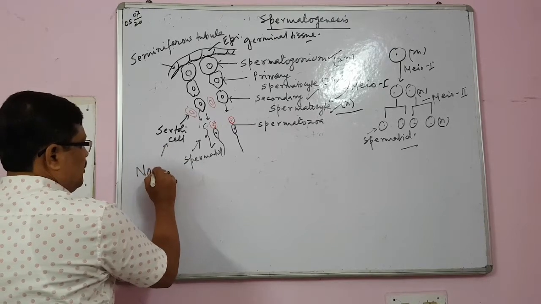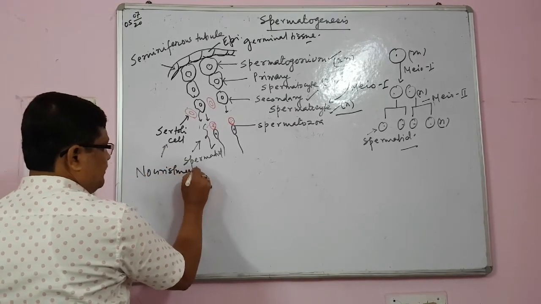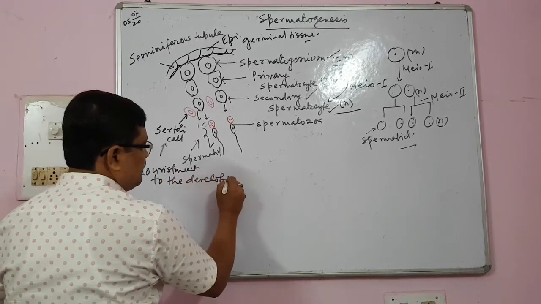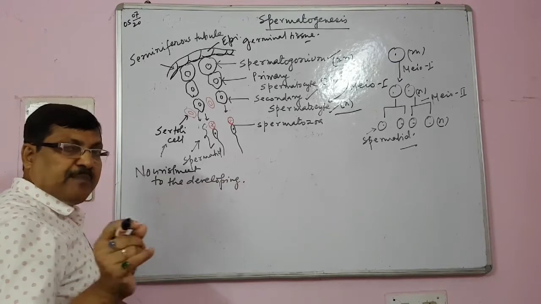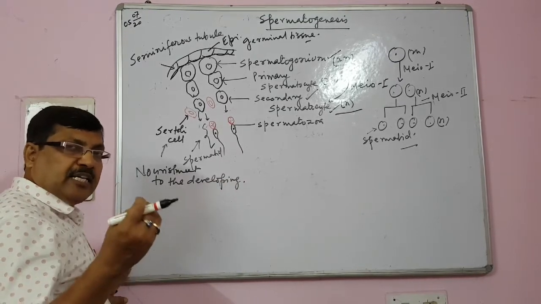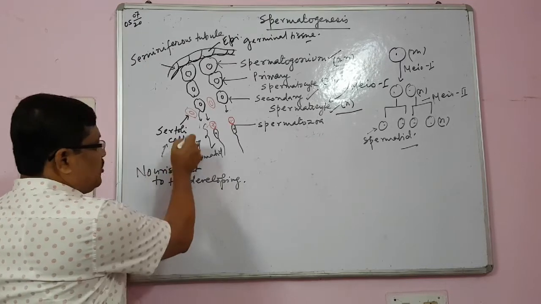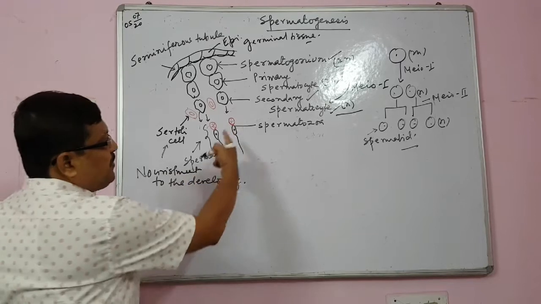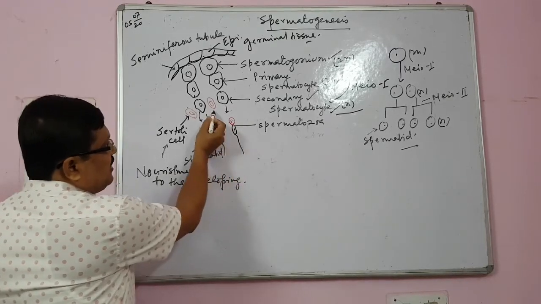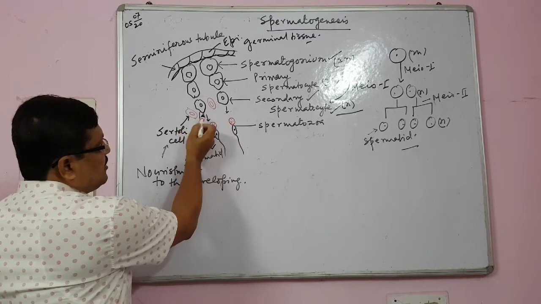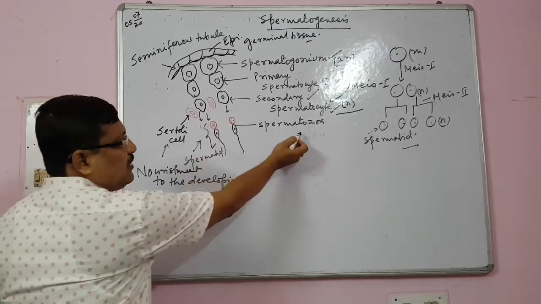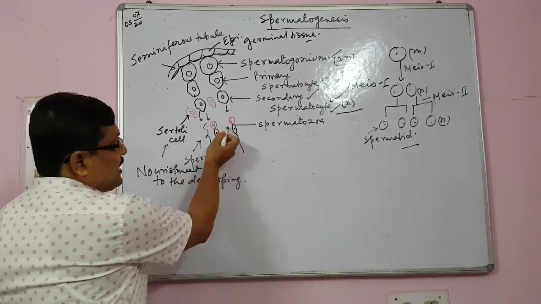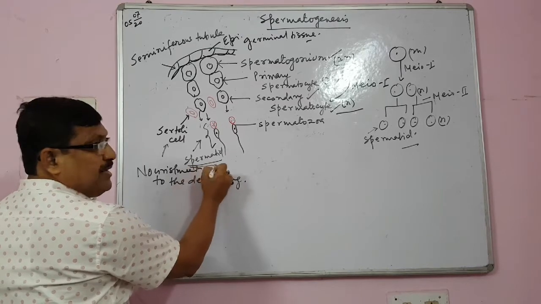nourishment to the developing spermatid and spermatozoa. So a Sertoli cell supplies the food, nourishment to the developing spermatozoa. So still this Sertoli cell is attached to the head of the spermatozoa, meaning the newly formed spermatozoa. So this is attached, that's why its name is the spermatid.